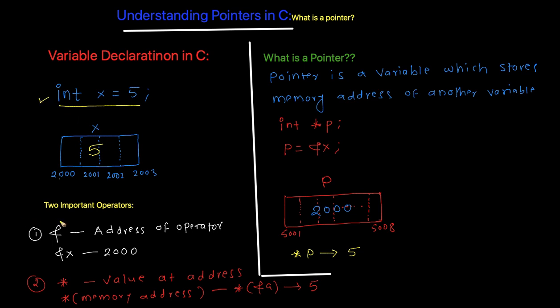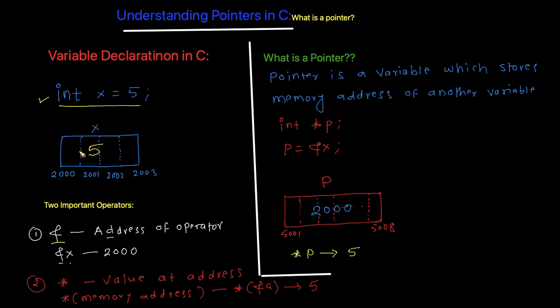Now let us understand the second point. There are two important operators when we discuss pointers. The first one is called the & operator. It is also called the address of operator. Now what does this operator do? This operator returns the memory address of the variable. For example, if I write &x here, this will return the memory address of x.